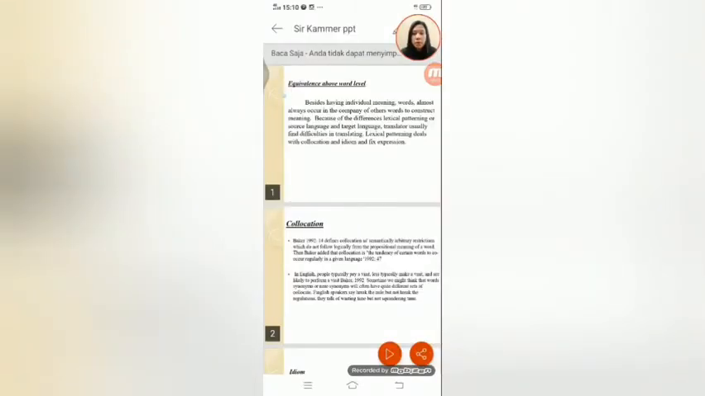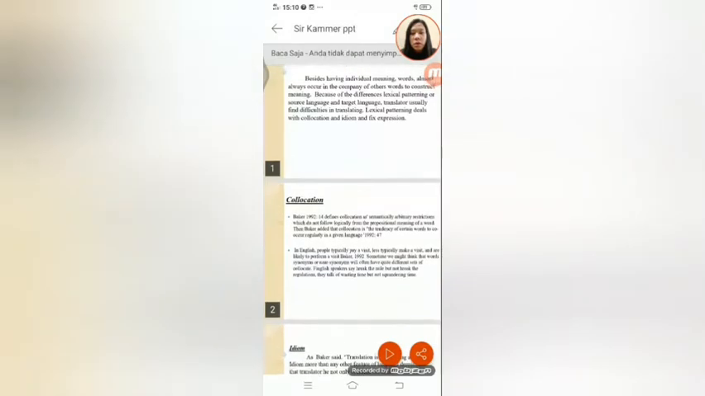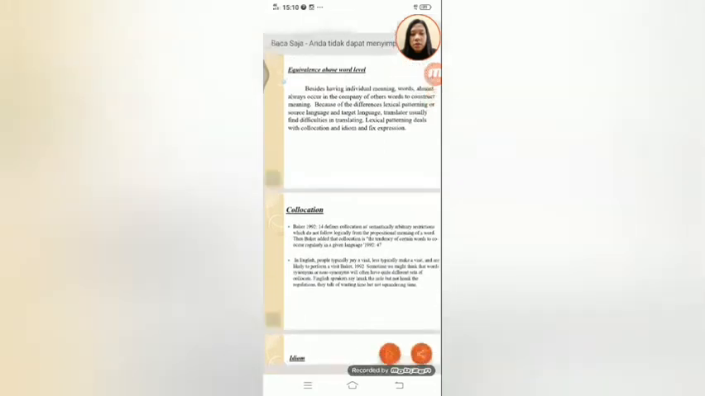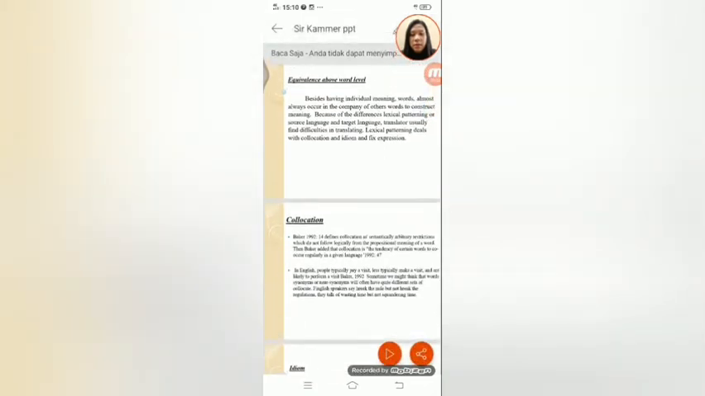Okay, I will continue the presentation from my friends. Equivalence above word level. Besides having individual meaning, words almost always occur in the company of other words to construct meaning. Because of the differences in lexical patterning of source language and target language, translators usually find difficulties in translating.